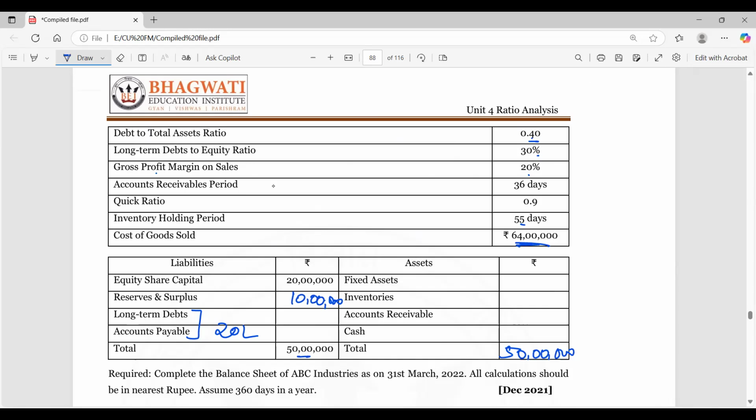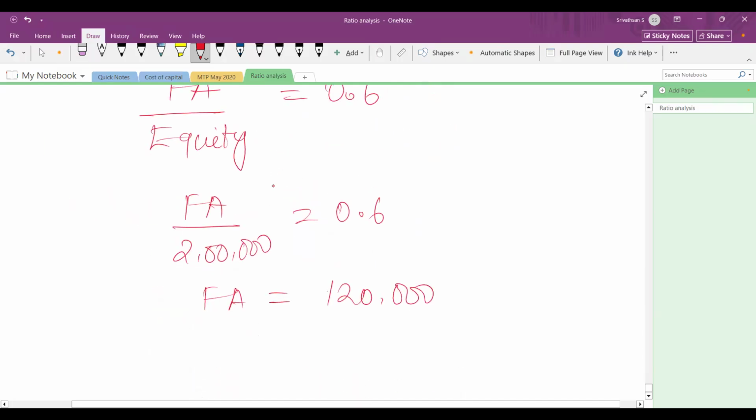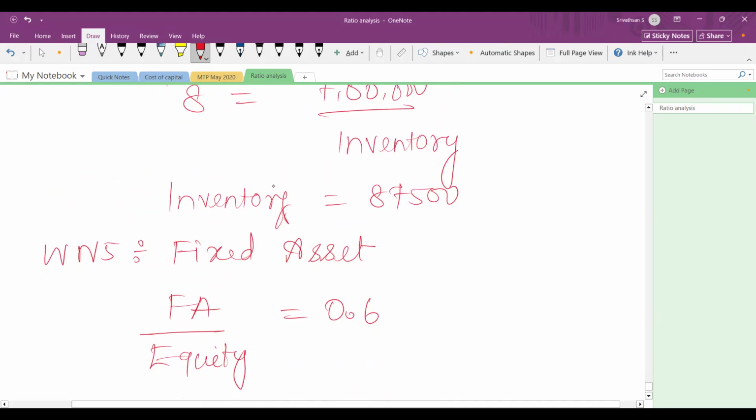In this question, if you are taking it as only long-term debt, nothing is mentioned with reference to accounts payable. So you cannot calculate accounts payable itself because reserves and surplus is also not given. For that, you should know reserves and surplus. If you are taking only this 20 lakh, then you can't say reserves and surplus is 10 lakh. So question number 59.